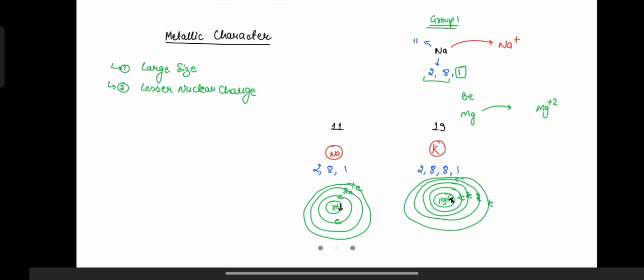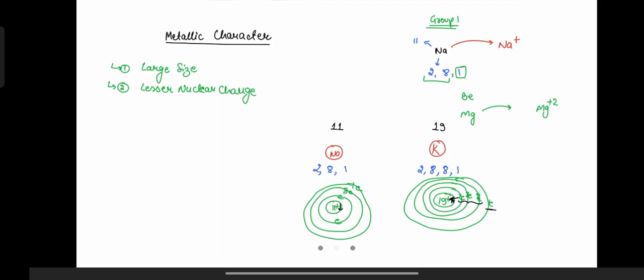How will it work? All the attractive force which these protons have is being shielded out. It has been occupied by all these inner electrons, and the outermost electron faces the least attractive force, right? So the first thing is that there is a shielding effect, other electrons are protecting the outermost electron.